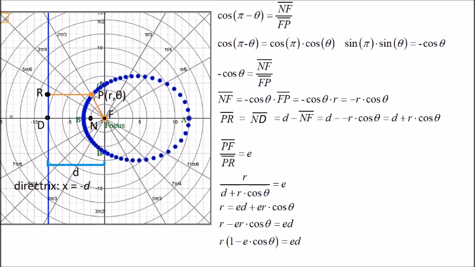The length of segment PF or FP is R, since this is the polar point R theta. So we have NF is equal to negative cosine of theta times the length of segment FP, but the length of segment FP is R, so we get negative R cosine of theta.